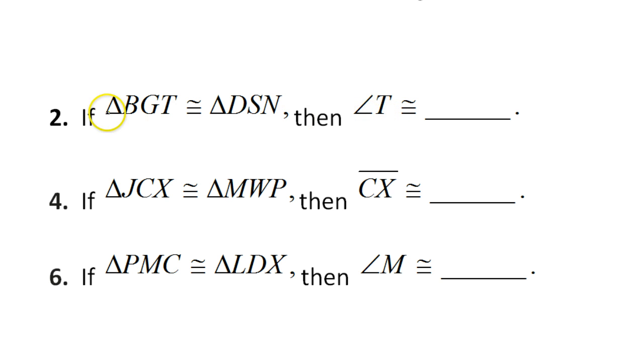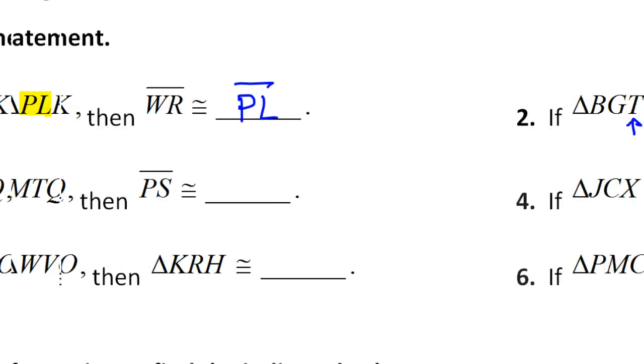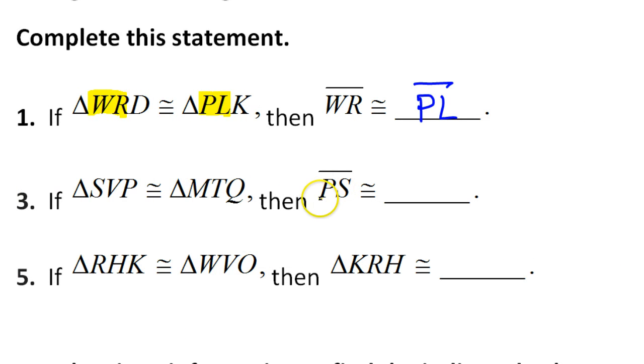Okay. Given these two triangles are congruent, angle T is congruent to which angle? Well, T is the third angle in order, so it must be congruent to angle N. Number 3, segment PS. Well, here's S and P, and that matches up with segment QM or MQ. So that's number 3.